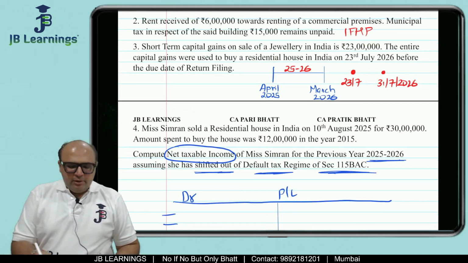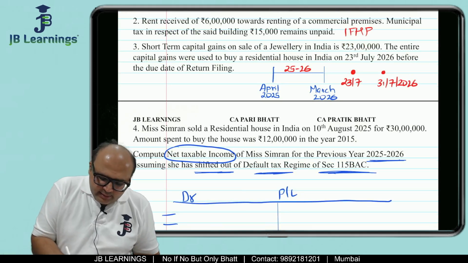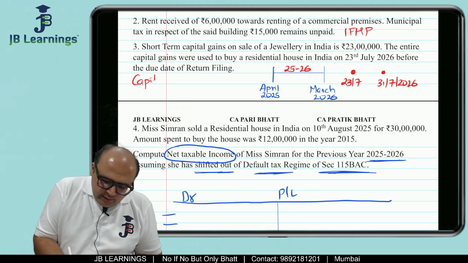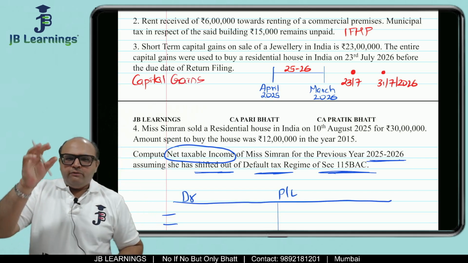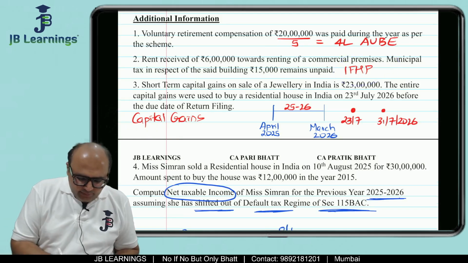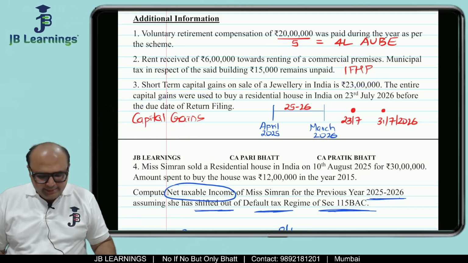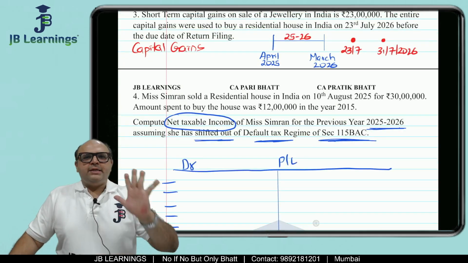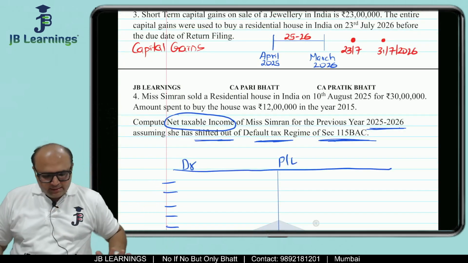Now, so this short-term capital gain, this will go to capital gains. So see, till now, how many heads of income are covered? Obviously, PGBP is there. Then house property is there. Now capital gain is also there. Correct. Last adjustment and then we are going to solve the sum.